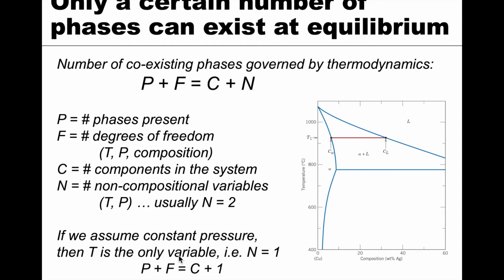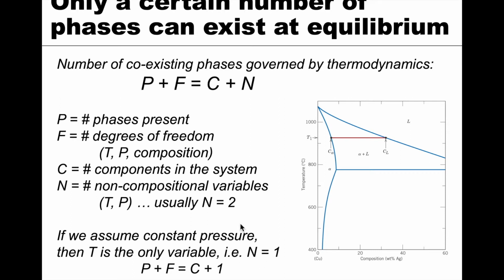For a lot of the binary diagrams that we've been looking at, we're assuming constant pressure. If we think about the non-compositional variables in that system, composition isn't one because it's in the name, right? Pressure is held constant in most of these systems, so T is the only one left. In systems like the one we have over here, where we have composition versus temperature, the only variable left is T, and so N will be 1.